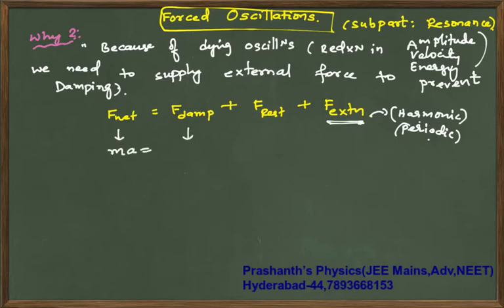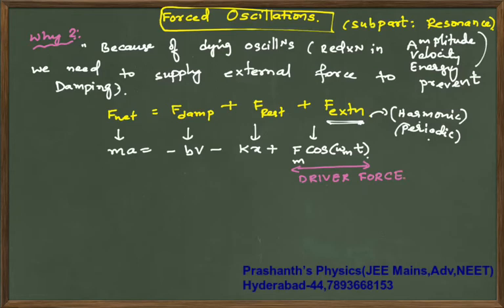So now your equation is ma equal to the damping force, minus bv, the restoring force, minus kx, plus some external force, which I will write as Fm into cos of omega m into t. In the books, this external periodic force is called the driver force. In most of the books, for you not to get confused, I will write omega d. Omega d is the frequency of the driver oscillator, driver force or driver oscillator.